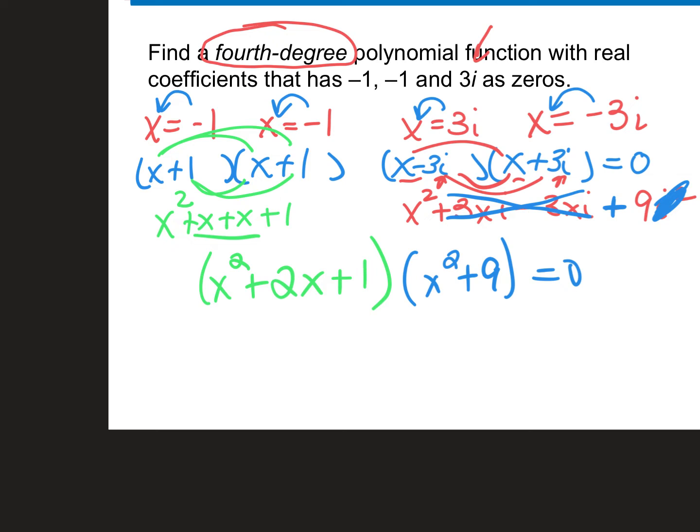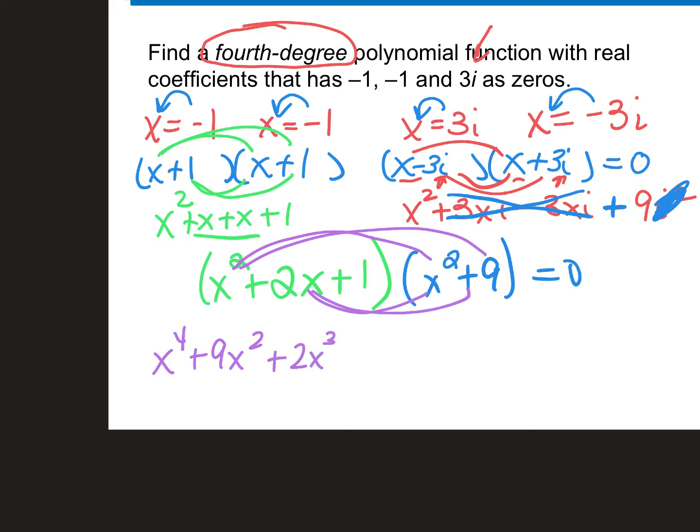So x squared and x squared is x to the 4th. x squared and 9 is plus 9x squared. 2x and x squared is plus 2x cubed. 2x and 9 is plus 18x. 1 and x squared is plus x squared.